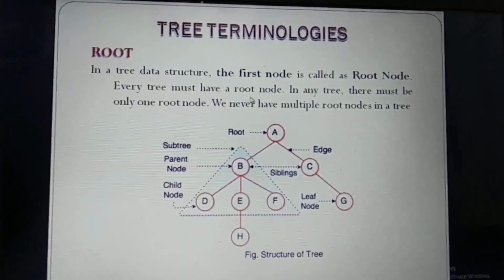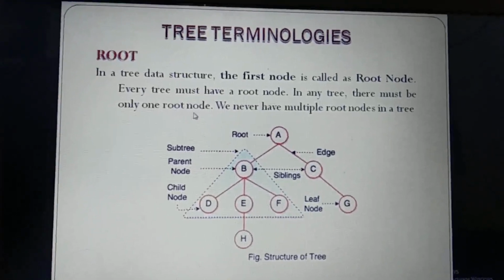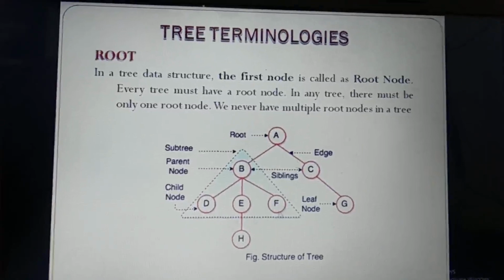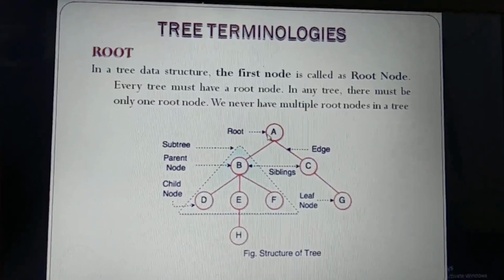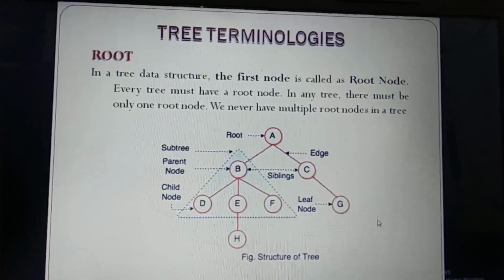Every tree must have a root node. In any tree data structure, there must be only one root node. We never have multiple root nodes in a tree.